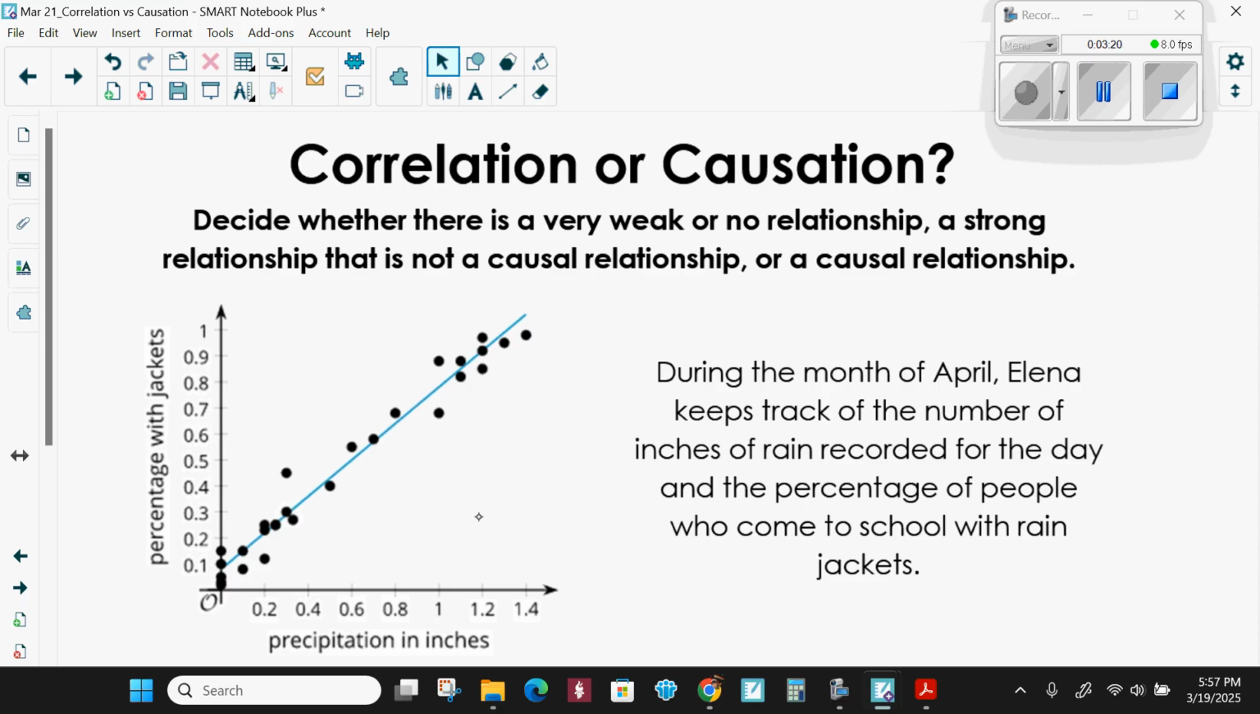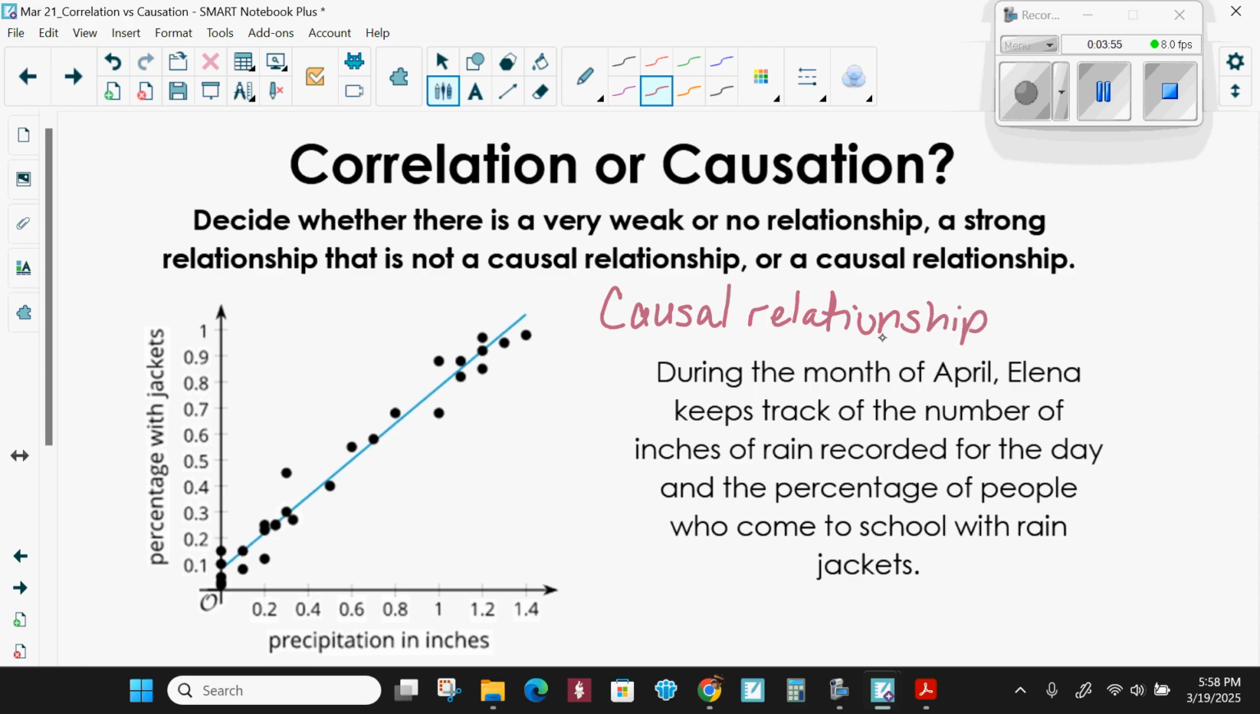So now is this causal, a correlation, or a weak thing? This would be a correlation. Yes, it does have a strong correlation, but it's not just that, it's also a causal relationship because as the rain increases, it's causing people to bring more jackets to school. So this is a causal relationship. It has a strong correlation, but it's also causal.